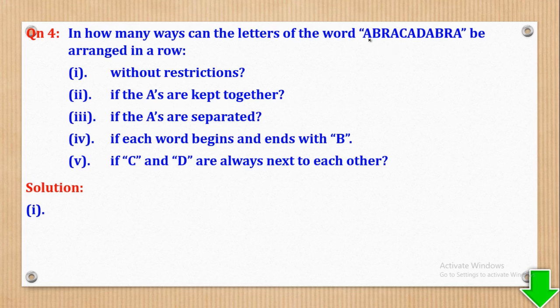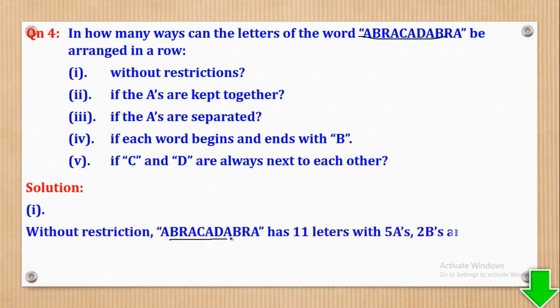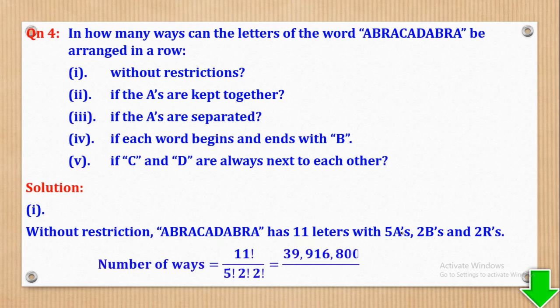There we need to analyze the word abracadabra. So when you analyze this word, you realize it has 11 letters with 5 A's, 2 B's and 2 R's, meaning that 11 factorial will be the numerator, then 5 factorial will be the denominator, 2 factorial will be the denominator, and this 2 factorial will be the denominator. So when you use the calculator, I'll come up with this as the required number of ways.